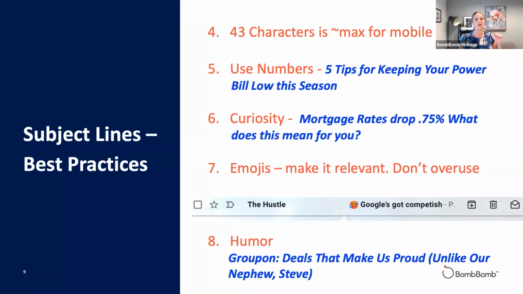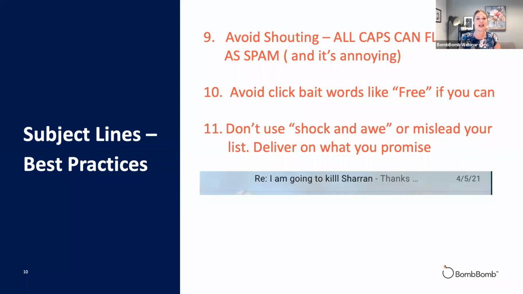5 tips for keeping your power bill low this season. Number 6, pique their curiosity. Mortgage rates drop. What does this mean for you? Number 7, emojis. Okay, make it relevant. Don't overuse them. 8, humor. It can work to your advantage, brighten someone's day. Number 9, avoid shouting. All caps can flag you as spam. Number 10, try and avoid clickbait words like free. And number 11, don't use shock and awe. Deliver on what you promise is in there.